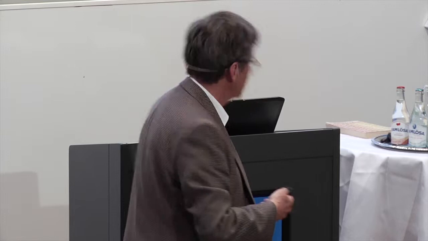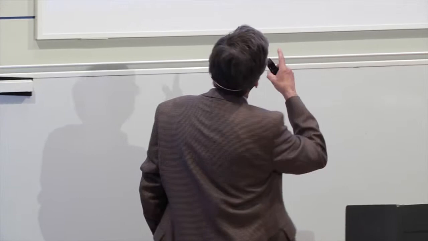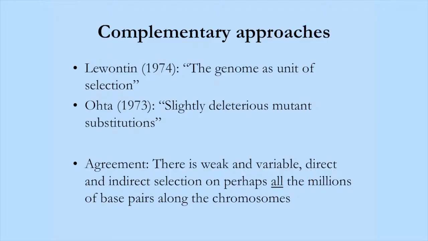To approach the situation, we have two ways, very early, of how to think about and then deal with it. I've taken two quotes from 73 and 74. From Lewontin, it's the title of the last chapter of his book, The Genome as Unit of Selection. You must all the time think about the whole context if you want to think about selection and variation. From Ohta, I've taken a small snippet out of a title in a Nature paper, slightly deleterious mutant substitutions. So instead of talking about neutral mutations, there's the idea that some mutants are slightly deleterious.